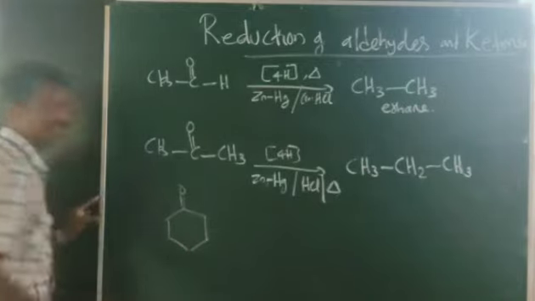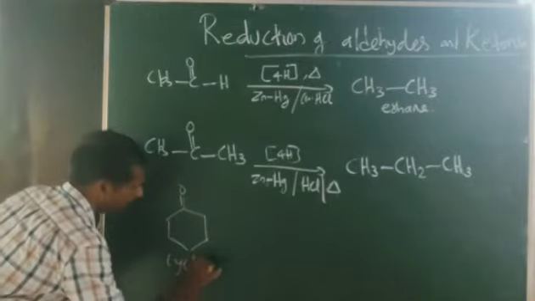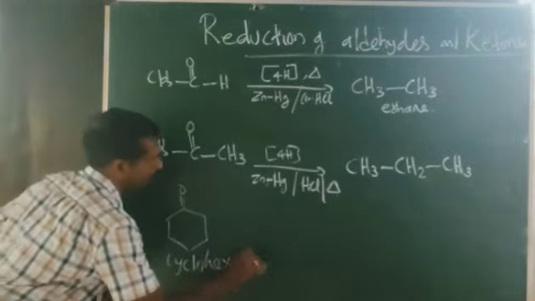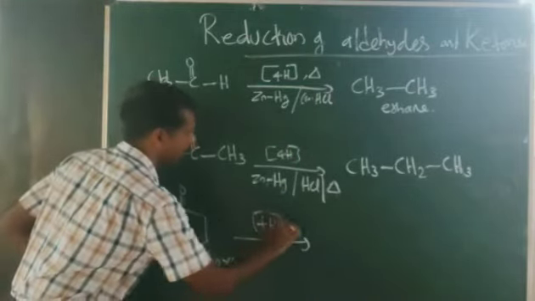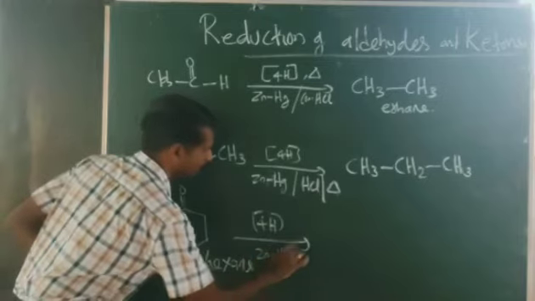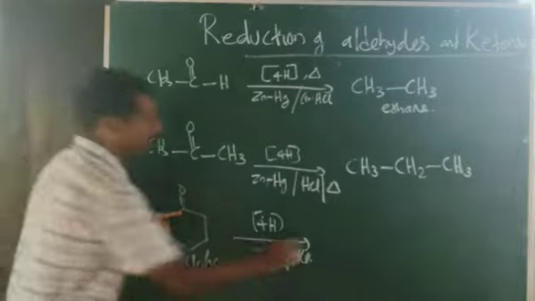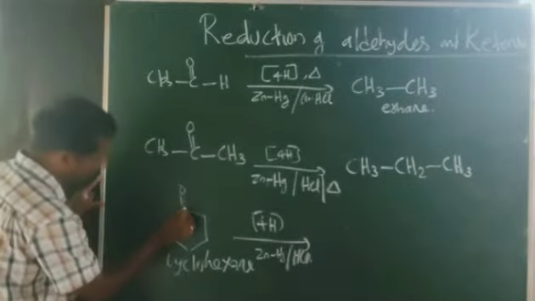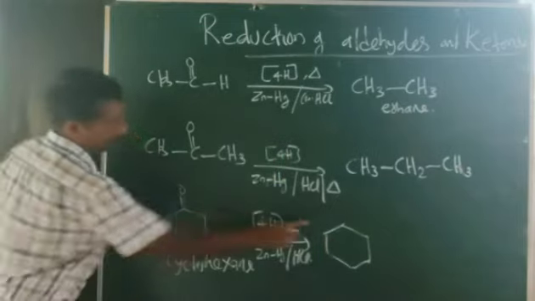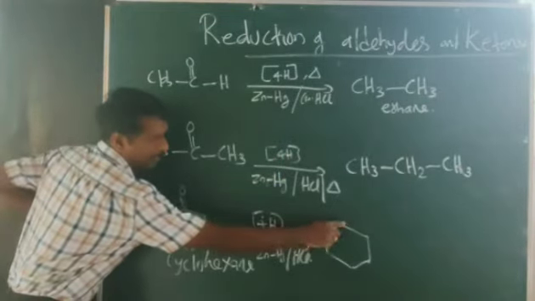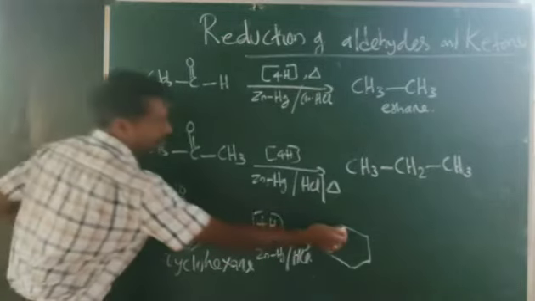Another example: what is this one? Cyclohexanone. This is a ketone. On reduction with 4H, again the same thing I am writing: zinc amalgam, ZnHg, HCl, heat. What will we get? The CO group is reduced to CH2. That means you get simply a ring, because now here it is CH2.